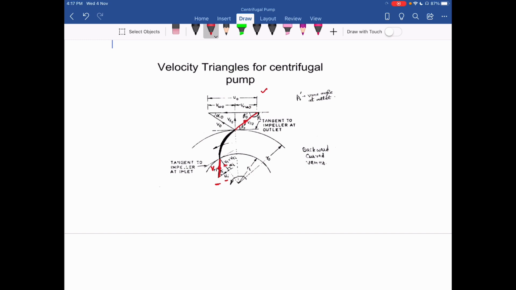Now, in case of centrifugal pump, beta O dash is called the vane angle at the outlet. So depending upon this value of beta O dash, if this beta O dash is less than 90 degree, my shape of the vane is called backward curved vane. That is called backward curved vane.